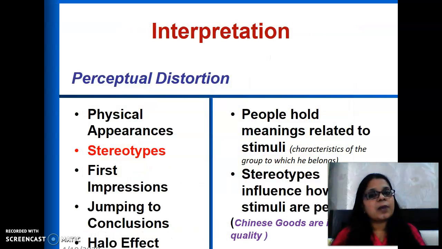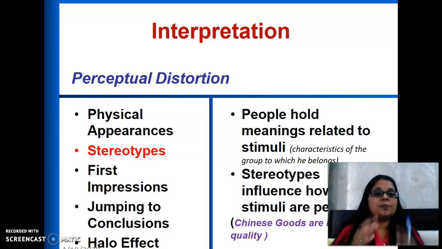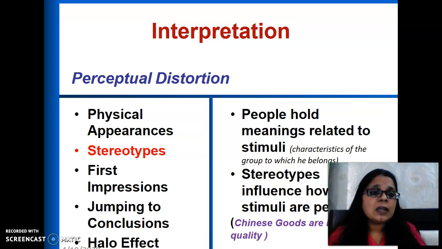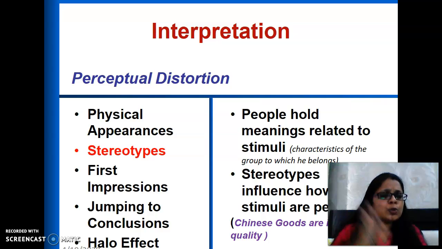Then the second sub-process of perceptual distortion is the stereotype. It is a tendency of people to hold meaning related to a specific stimulus. We generally draw a meaning regarding the group when we perceive the specific stimuli. If we ask anyone about their outlook toward Chinese goods, they will always say Chinese goods are very inferior in quality, but they have one positive point, that is they are very economical.